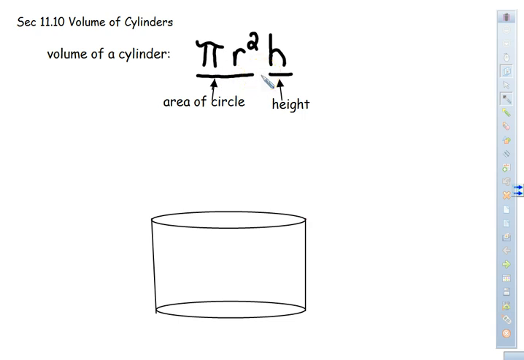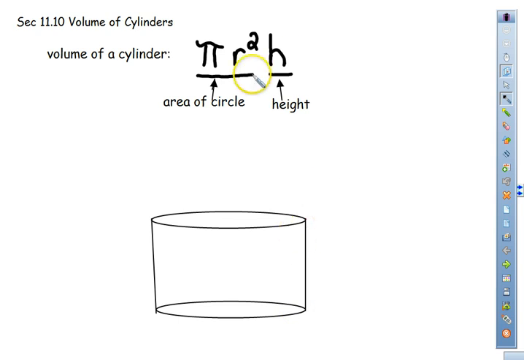And if you recall on our previous lesson, we had to find the area of the base. Well, that's exactly what you have to do first. And since the area of our base is a circle, that's why we use this formula. Then you're going to multiply it by the height, how tall it is.